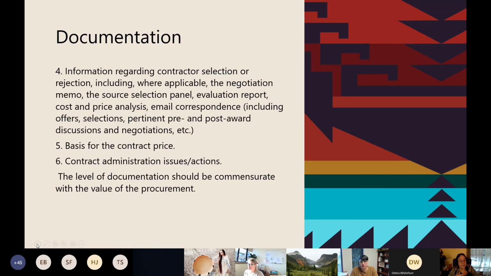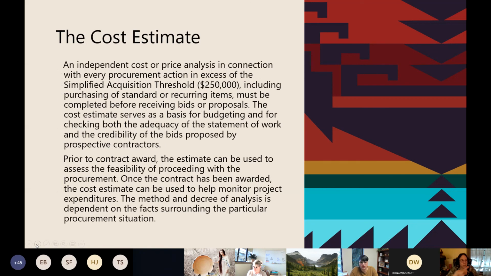And the level of documentation should actually be commensurate with the value of the procurement. You don't go through all those steps for something that's a couple of $1,000s in value. If it's a couple of $100,000 in value, you should have triple the paperwork almost. So remember that the more money you spend, the more paperwork you need.